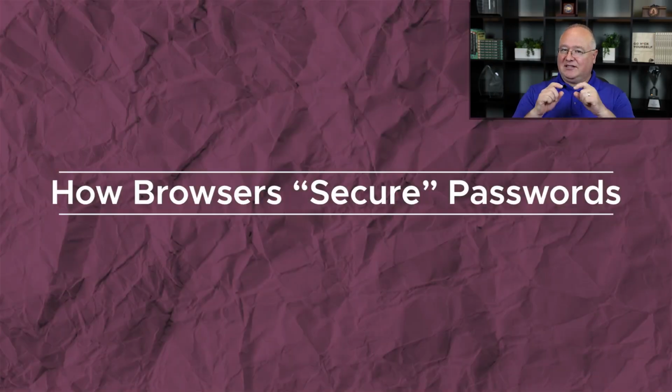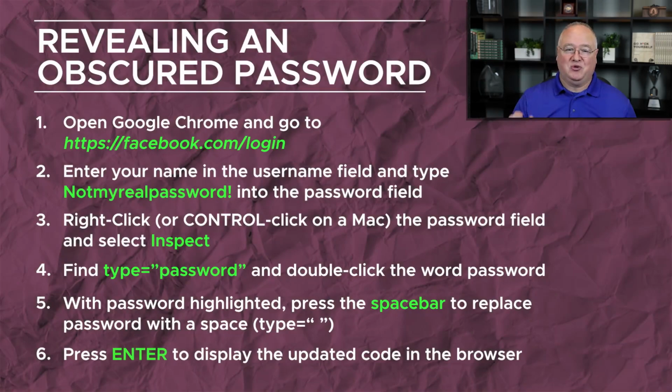Well, a browser secures a password the same way. It actually just obscures the password, but it's still typed in to that form on that page. So when those little dots or asterisks appear, they're just masking or hiding the password that's actually typed in as a value in that web form. So we're going to make use of the ability to inspect and edit a web page live in your browser to show you how to reveal an obscured password.